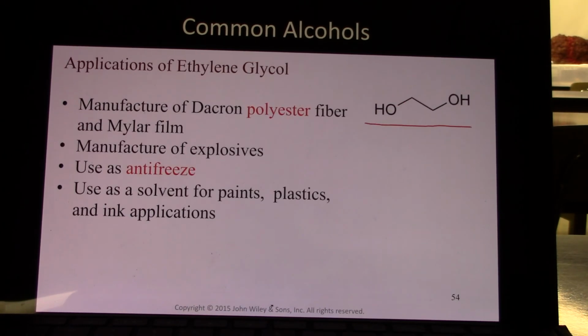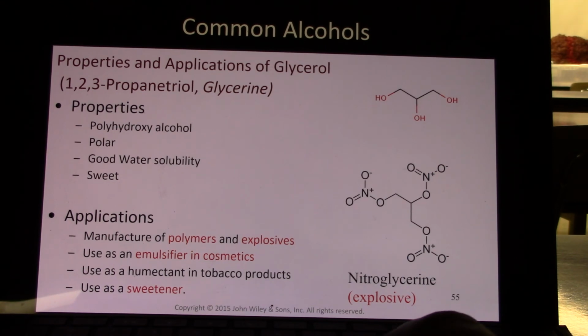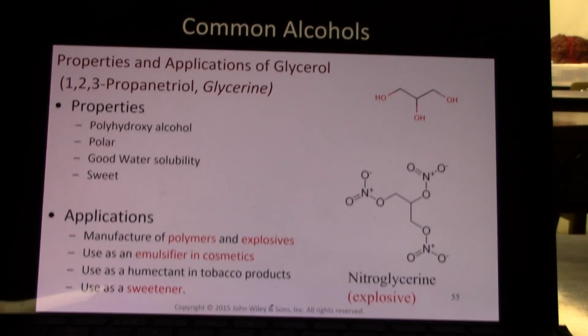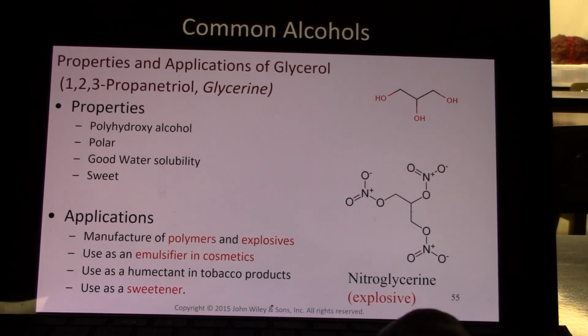Properties and applications of glycerol. That's 3 carbons with 3 OH groups. It has good water solubility. We can manufacture polymers and explosives from it. It's used as an emulsifier in cosmetics, which is something that blends 2 other chemicals together that don't normally mix into each other. And it can be used as a sweetener. Here we see a picture of nitroglycerin, which is extremely explosive.